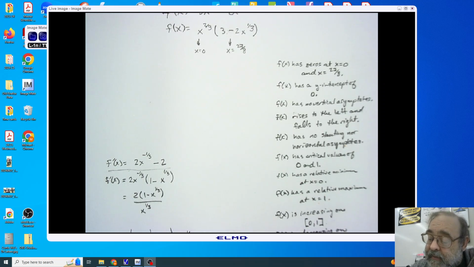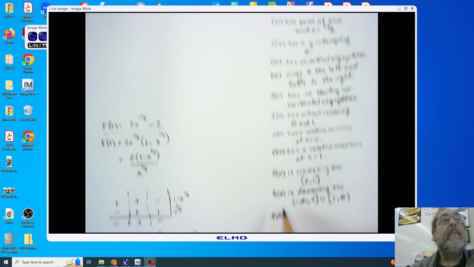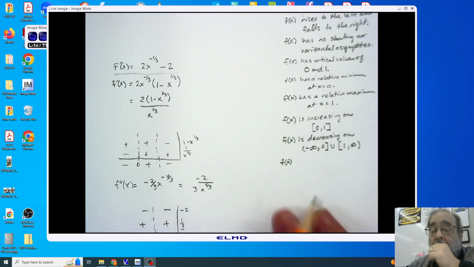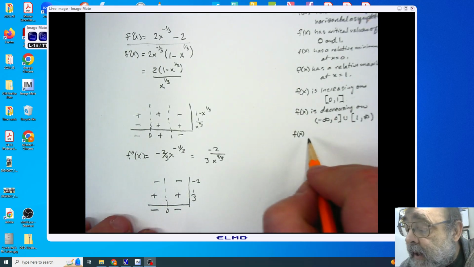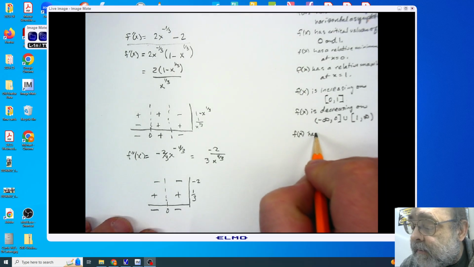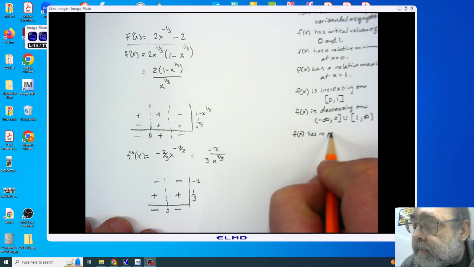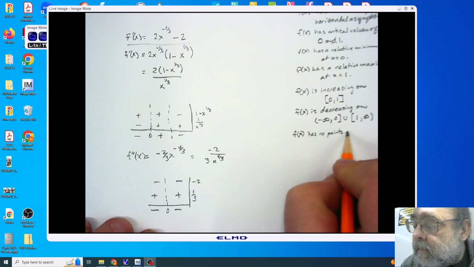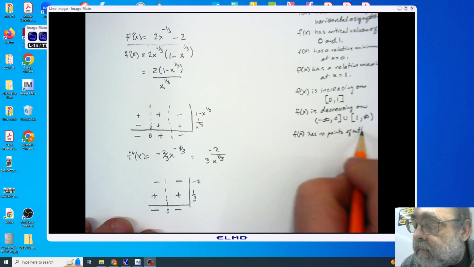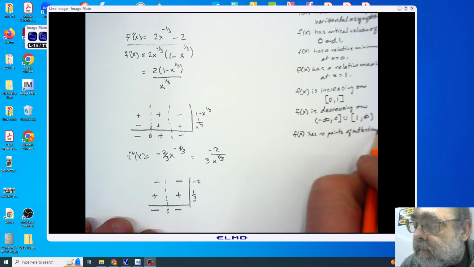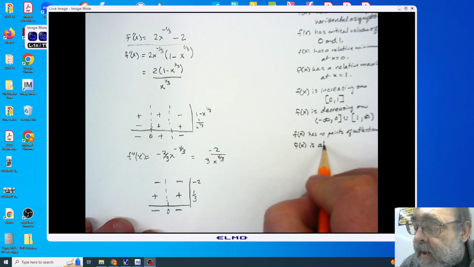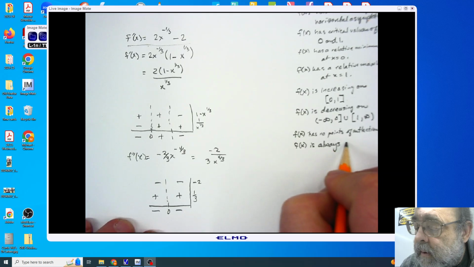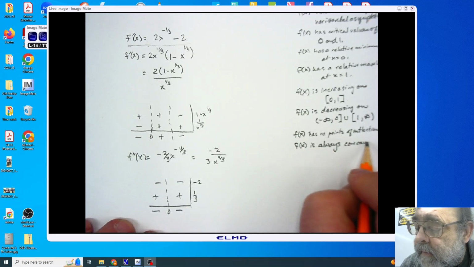So f of x, make sure you can see that. So f of x has no points of inflection. f of x is always concave down.